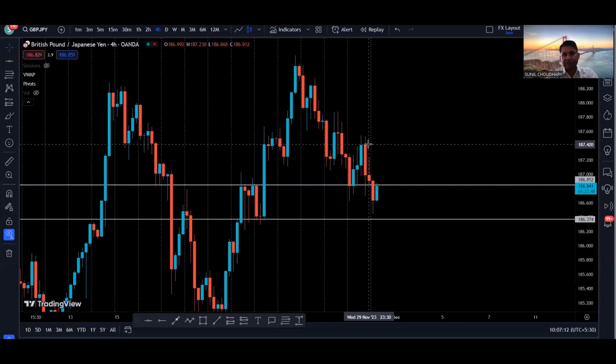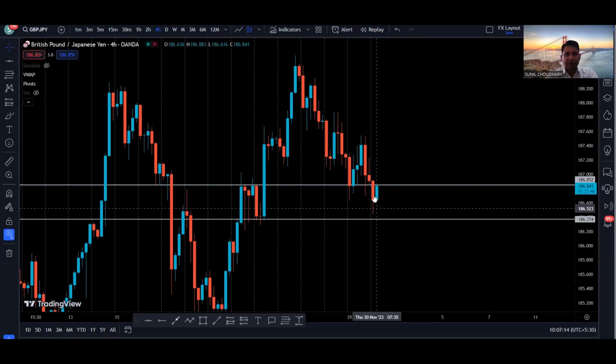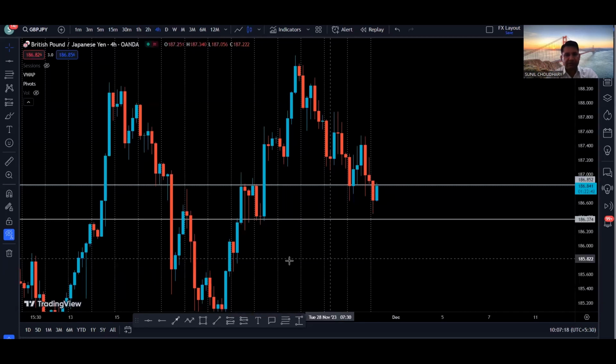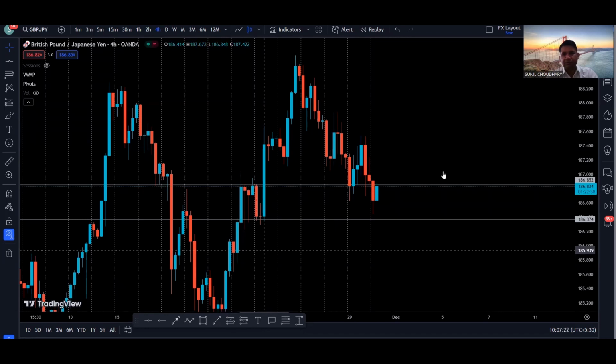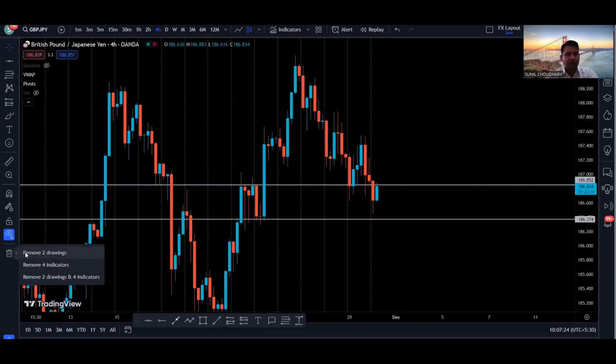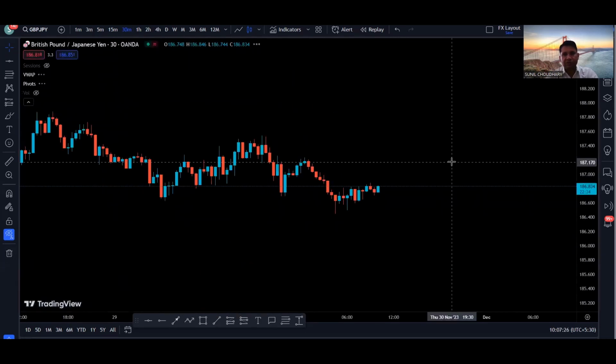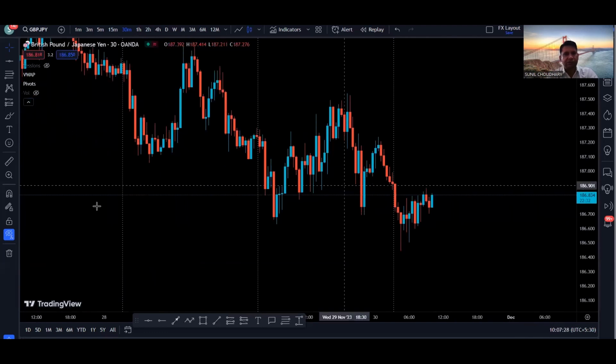This one is going to be the next resistance. As we can see, we already retested this area. So basically, if we break this area, then there is more range to continue going to the downside. This one is going to be the next support. So anyways, let's go to our 30-minute chart to see what is happening on the 30-minute chart.